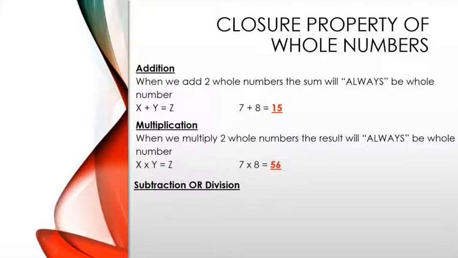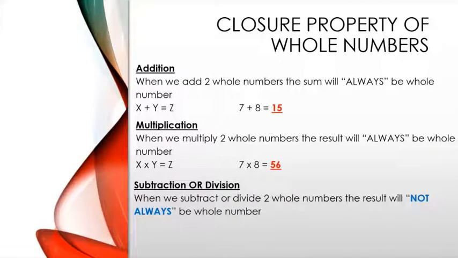In subtraction or division, when we subtract or divide two whole numbers, the result will not always be a whole number. For example, in subtraction, x minus y is equal to z. We can replace that by 7 minus 8, which is equal to minus 1. And in division, for example, x divided by y is equal to z. We can replace that by 7 divided by 8, which is equal to 7 by 8.